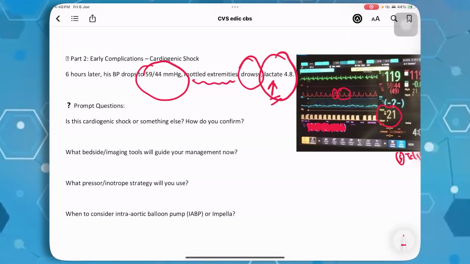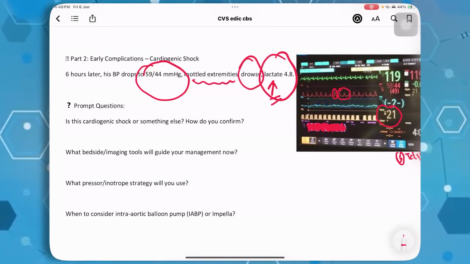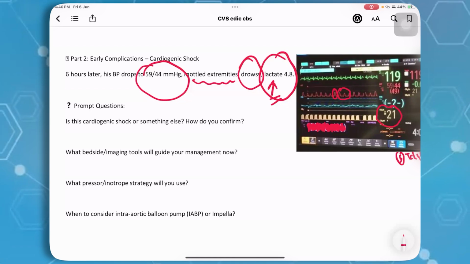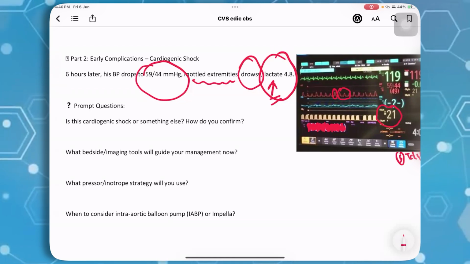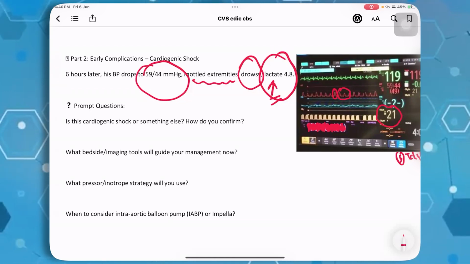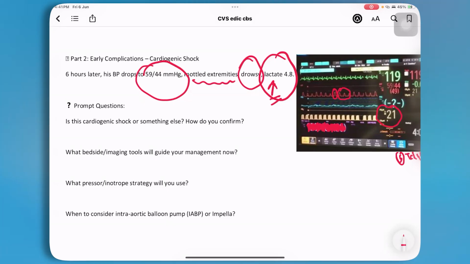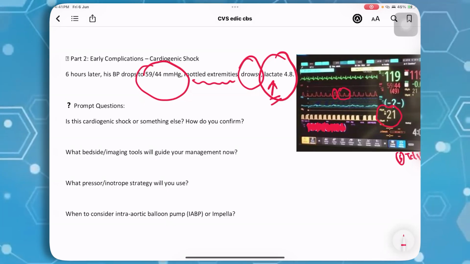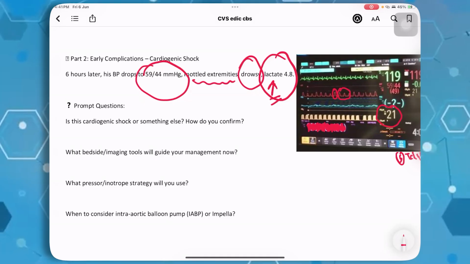What kind of shock is this? It's a hypovolemic or cardiogenic shock. So one is cardiogenic shock, the other is hypovolemic. How will you confirm whether this patient has a cardiogenic shock or hypovolemic shock?